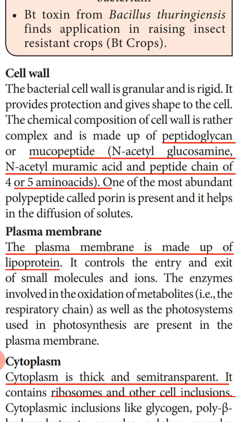So here we are studying that the plasma membrane is made up of lipoproteins. It controls the entry and exit of the small molecules and ions. Next, it has the enzymes which are required for respiration as well as photosynthesis. They are present in the plasma membrane.